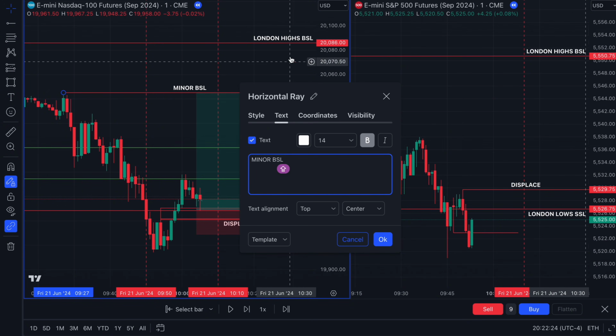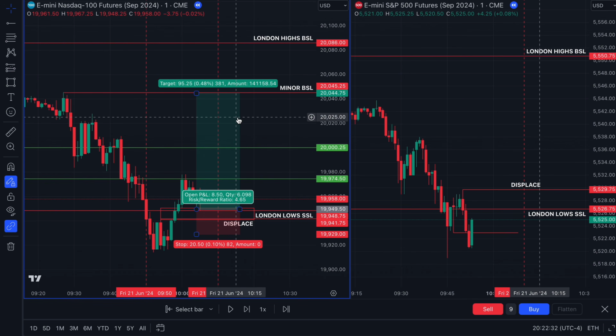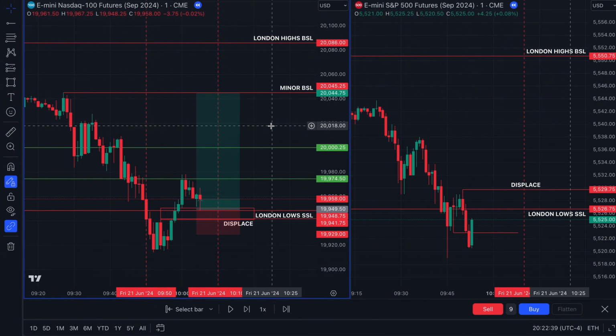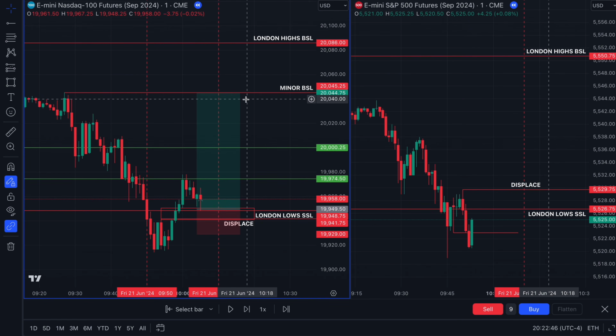By all means, you could 100% target London highs as your final TP, but in this instance and inside of our group, we targeted this minor buy side liquidity for around 95 handles, because we usually put our final TP sitting around 100 handles, and during the summer months, price doesn't have the greatest amount of volatility to work its way all the way up to London highs, so that's why we put it at this level here.